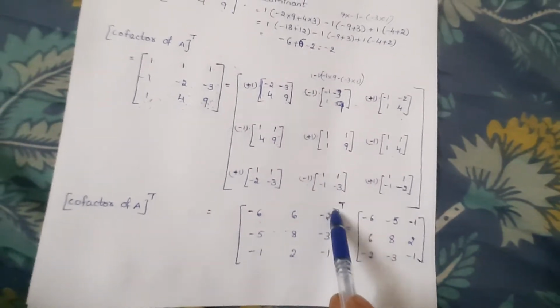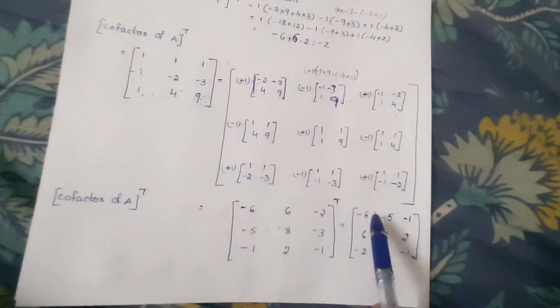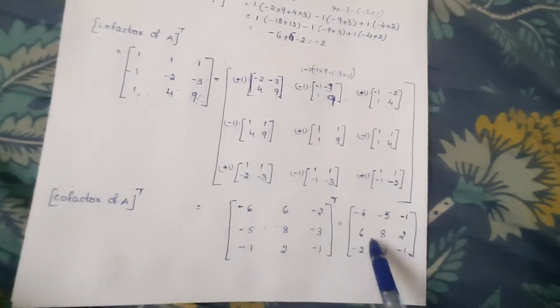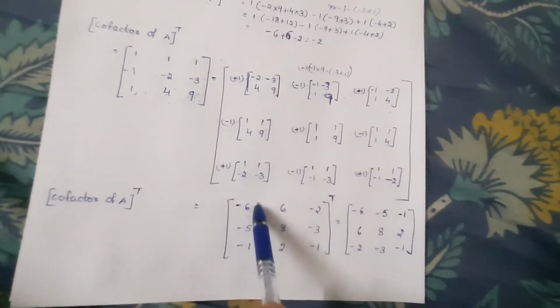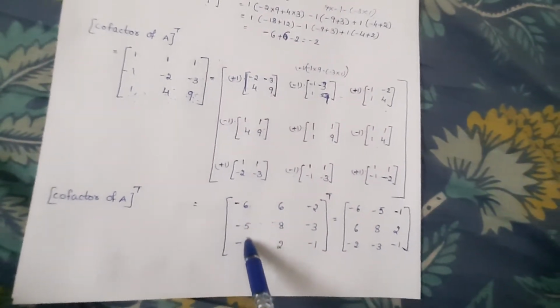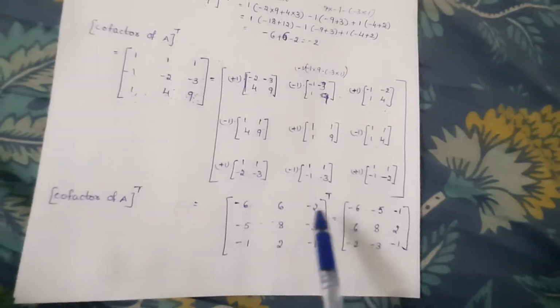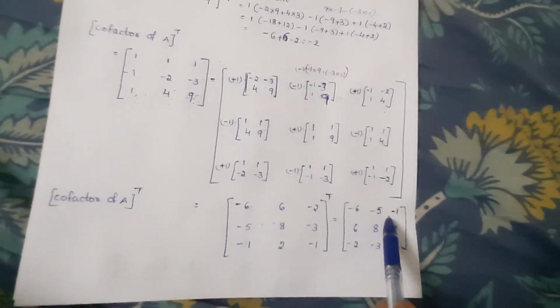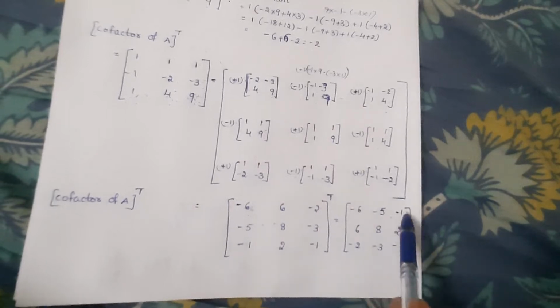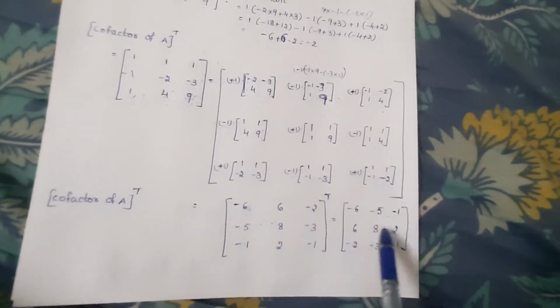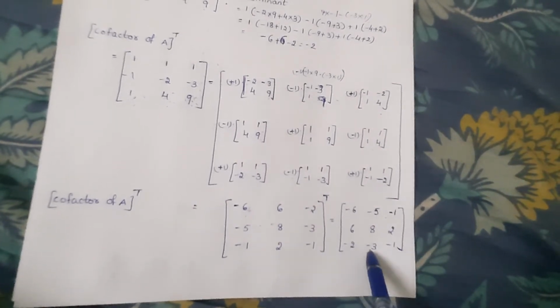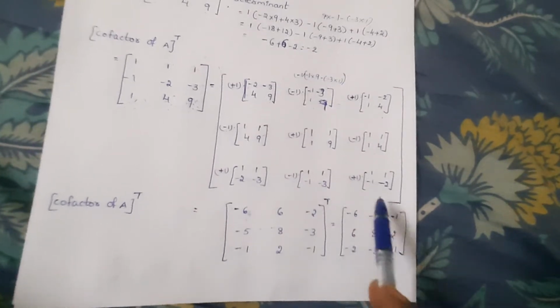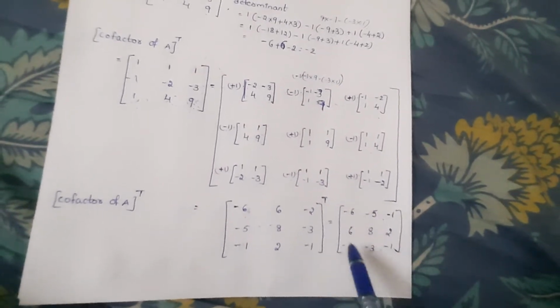Then transpose. If you transpose this, change rows into columns and columns into rows. Then whatever the matrix is, this is a column, now this becomes a row. 6, -5, -1. 6, 8, 2. Then -2, -3, -1. So now this is the cofactor of A transpose.